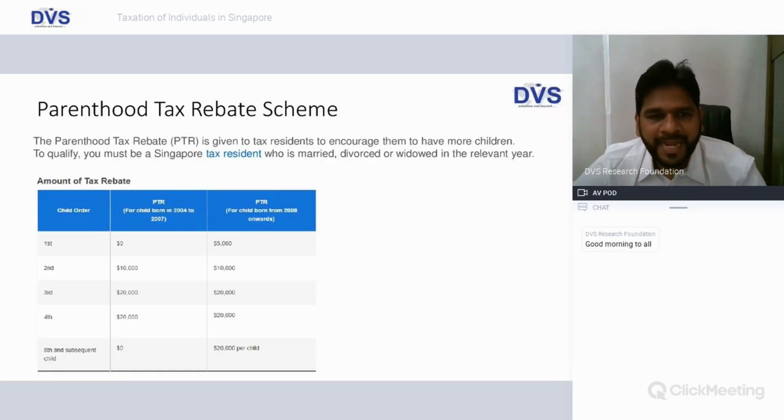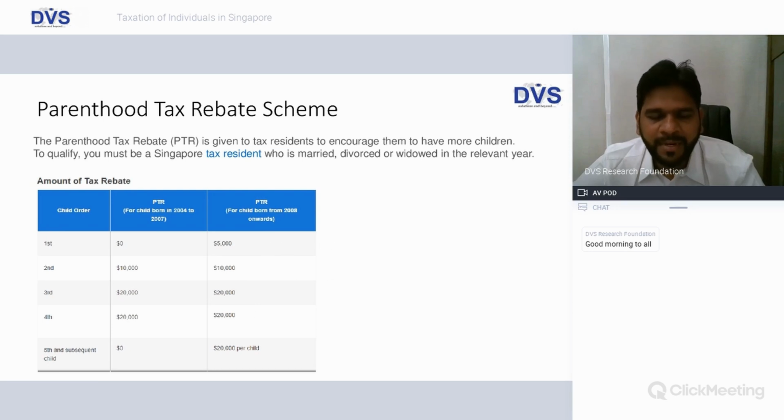Looking at some of the tax rebates, one example is a rebate which is given to tax residents to encourage them to have more children in Singapore. To qualify, you must be a Singapore tax resident who is married, divorced, or widowed in the relevant year. And for every child they have from the year 2018, a rebate is given.